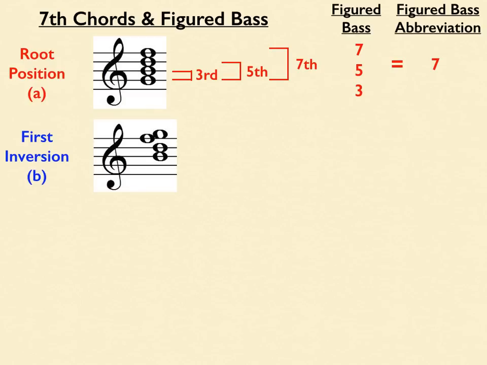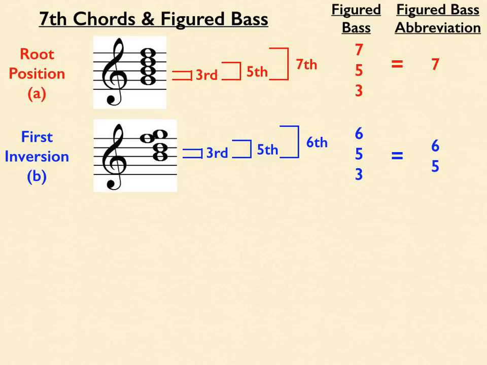So, first inversion of a 7th chord, this is where it gets a little bit strange. The distance between the B and the D now is a third. The distance between the B and the F is a fifth, but the distance between the B and the G is a sixth. So that's known as a 6-5-3 chord. Okay, and we usually abbreviate that to 6-5.